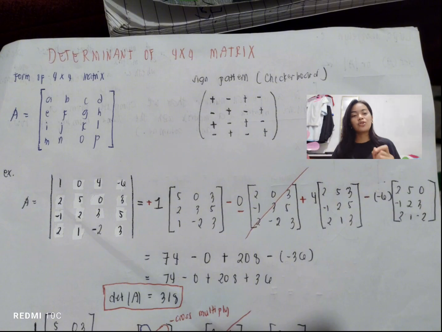Now, please don't forget the sign pattern, or the checkered board. We have plus, minus, plus, minus; minus, plus, minus, plus; and so on and so forth. So, for example, we have here the determinant of A, whose entries are 1, 0, 4, negative 6; 2, 5, 0, 3; negative 1, 2, 3, 5; and 2, 1, negative 2, 3. The same thing as what we did earlier.